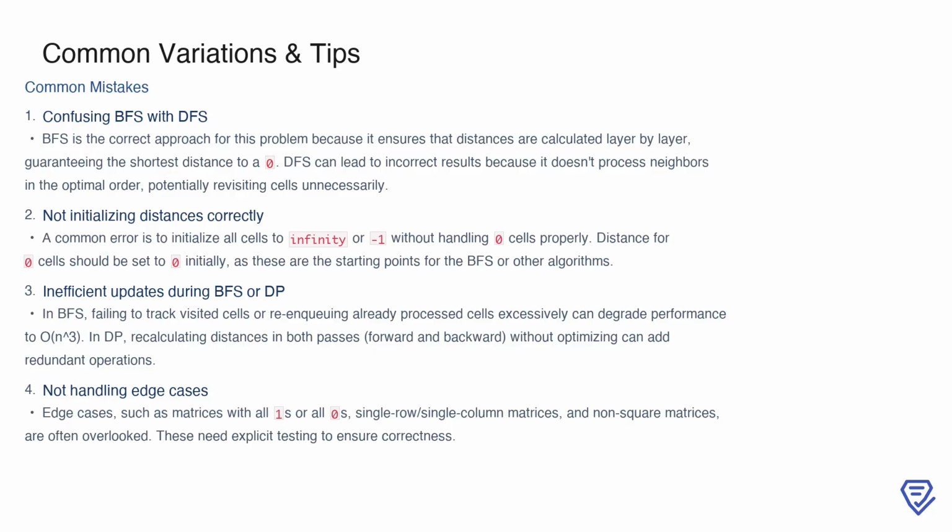Lastly, it's critical to handle edge cases carefully. Examples include matrices that consist entirely of ones or zeros, single row or single column matrices, and non-square matrices. These scenarios require explicit testing to ensure your solution handles them robustly.